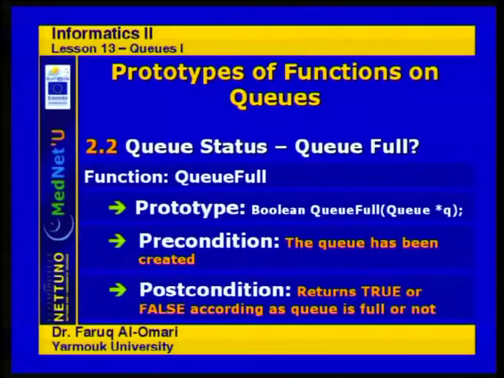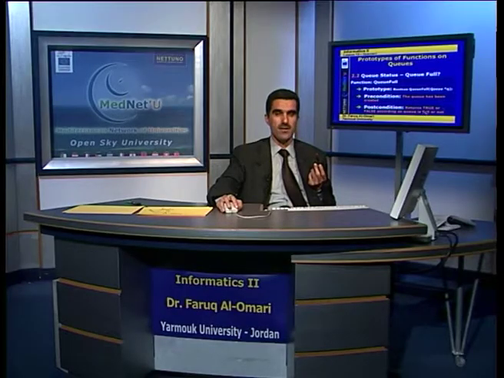The postcondition: after I return, I will return true or false, according as the queue is full or not. So if it's full, then I'm going to return a true value of 1. Otherwise, I'm going to return 0.